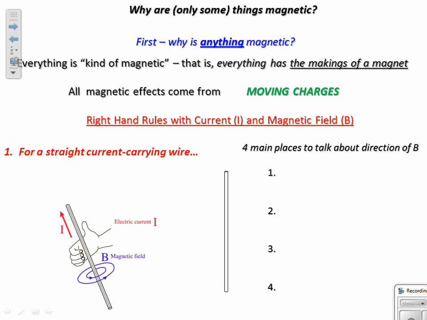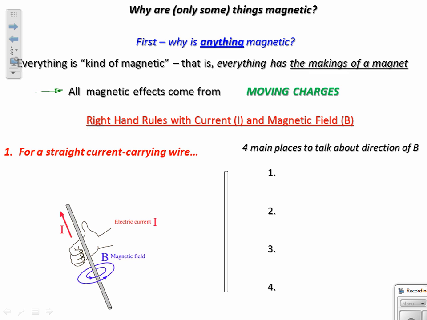All right. Well, where do these magnetic domains come from? They come from moving charges. All magnetic effects come from the fact that charge moves, because moving charge creates magnetic field. That's a big deal. That's our first electromagnetic interaction. Plain old moving charge creates magnetic field.